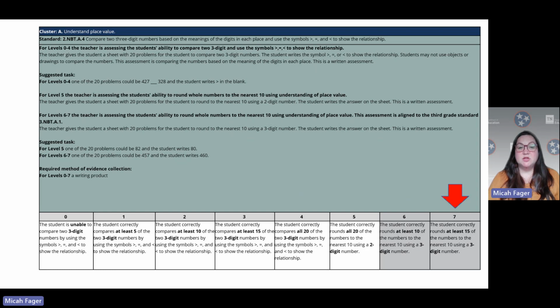Again, keep in mind, looking at the rubric for levels 0 through 4, the student is comparing two three-digit numbers and using a symbol to show the relationship. For level 5, they are rounding to the nearest 10 using a two-digit number. And at levels 6 and 7, the students are presented with three-digit numbers and they are rounding to the nearest 10.